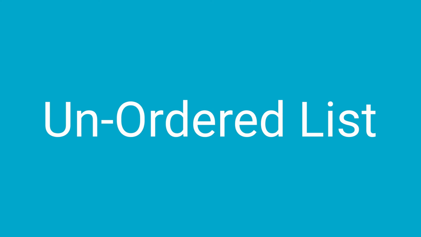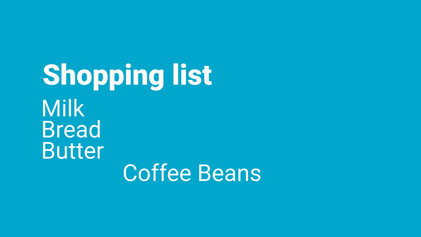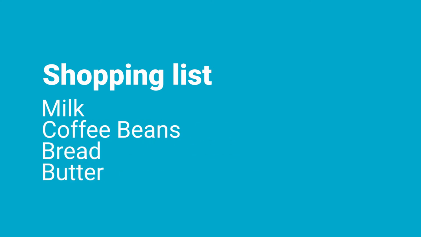In HTML, unordered list is used for points or a set of items or values that can be used in any order. For example, a shopping list. In a shopping list, we may have milk, bread, butter, coffee. The order of these items does not matter. So if we have coffee beans before bread, it would not affect our knowledge. So in unordered list, the sequence of the items or the values is not important. And this is why we use it.